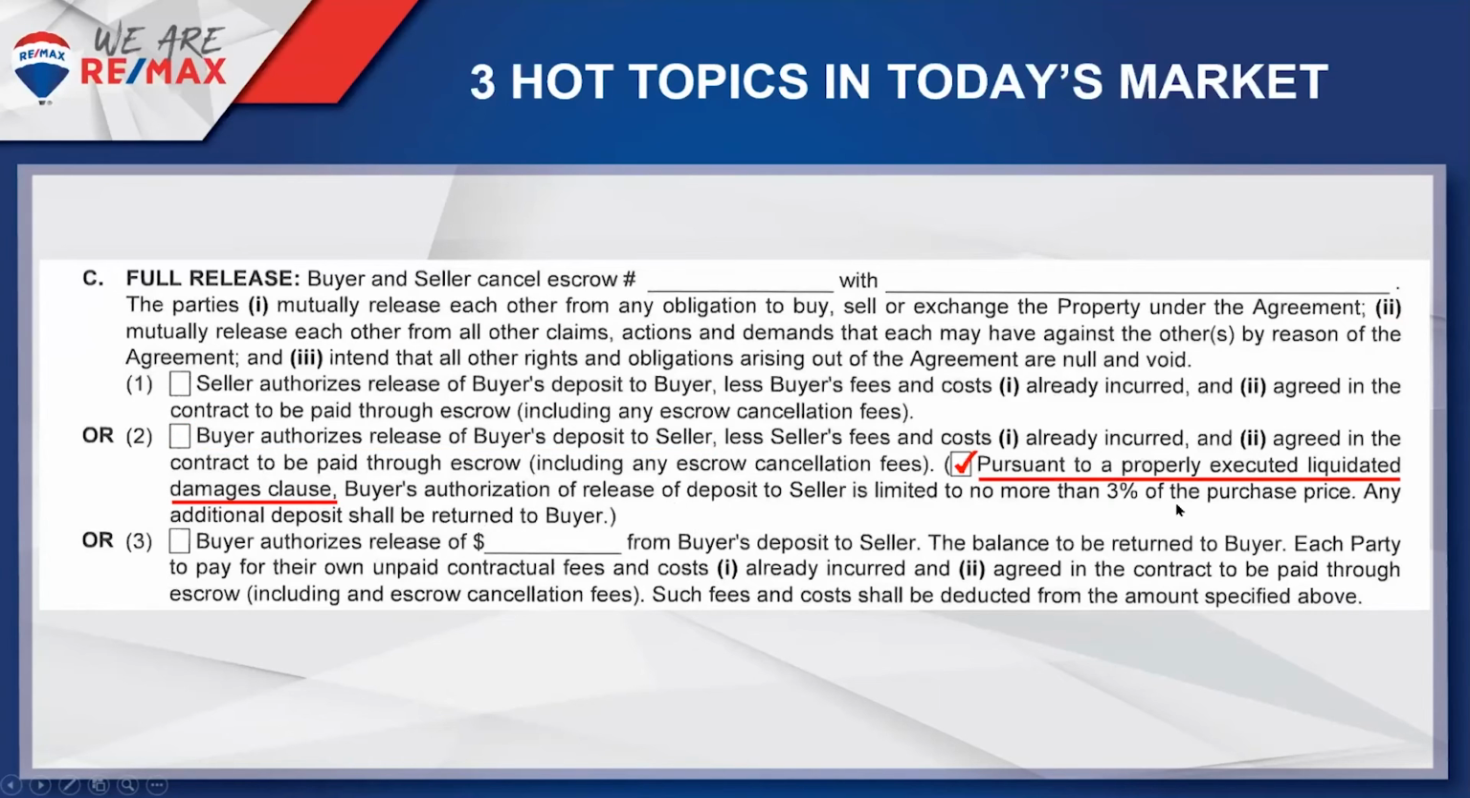Now, pursuant to a liquidated damages clause, the buyer's authorization to release the deposit to the seller is limited to no more than 3% of the purchase price. And again, that's if it's 1 to 4 residential units and the buyer intended to occupy one of the units. Now, the buyer can authorize release of some portion of the deposit, and then the balance is returned to the buyer. That's been added to this, and that's kind of nice because it memorializes, you know, let me keep $5,000 and you can have $5,000 and everybody will be happy.